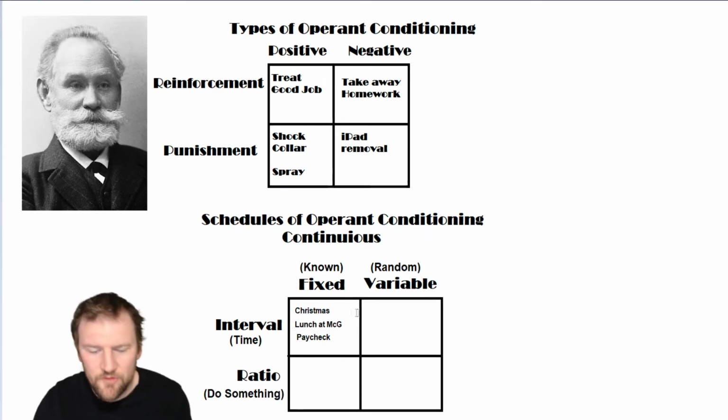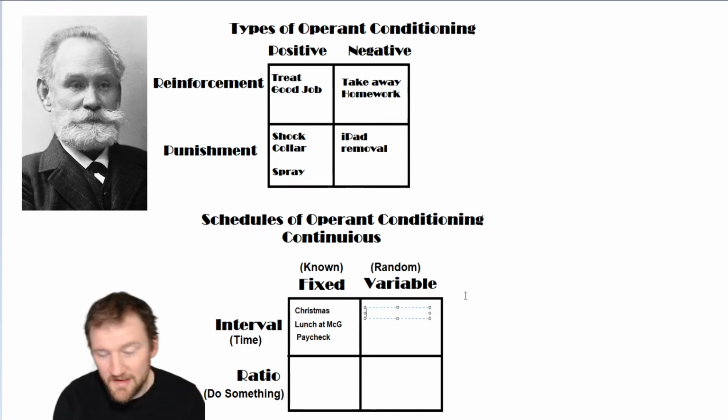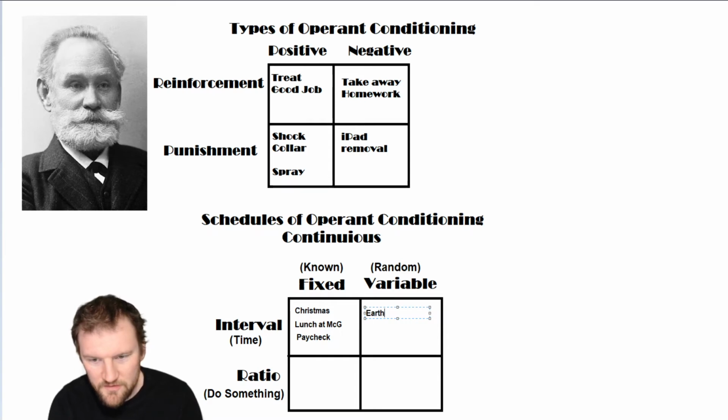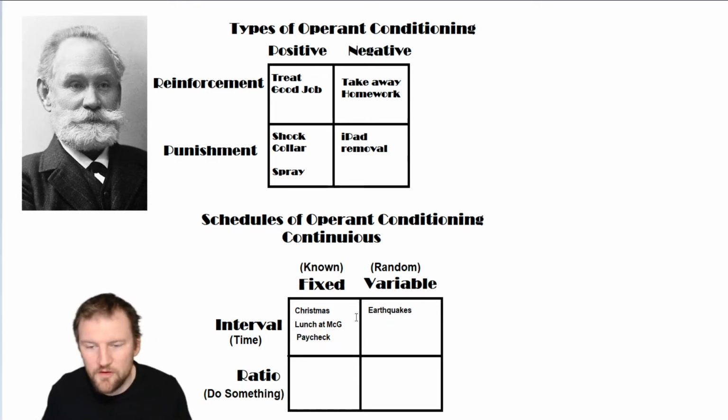Variable interval would be still based on time, but you don't know when it's going to happen. So it's based on time, meaning nothing you do can influence when it happens, but you don't know when it's going to happen. So think of what could randomly happen after a certain period of time. That would be like any kind of weather, but let's use earthquakes. Because we had a few years ago some weird amount of earthquakes, and then none since, really. So earthquakes, any kind of weather though.